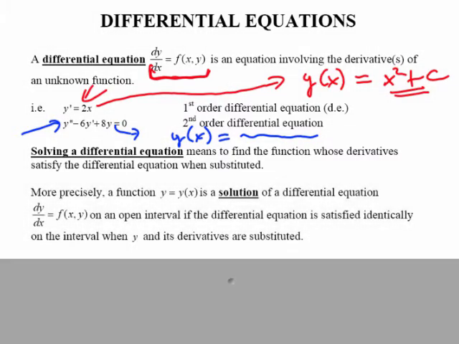Just more precisely on this idea of a solution, we call our solution y equals y of x, our solution to the differential equation, on an open interval if the differential equation is satisfied identically on the interval when y and its derivatives are substituted. Just a couple of little things to notice here. First of all, the solution to a differential equation is a function, and our solution has to be within an open interval, an open continuous interval.